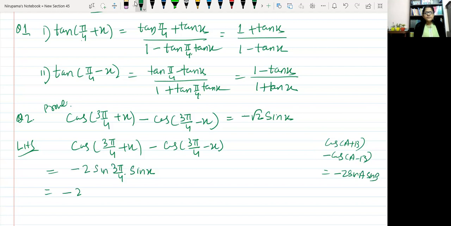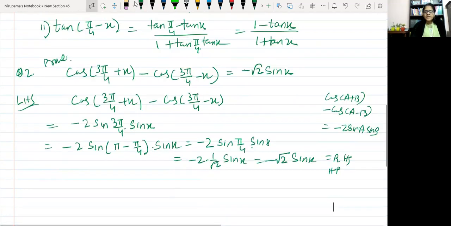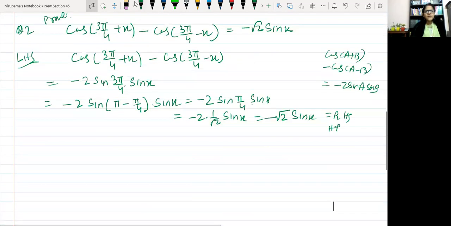So minus 2 sin 3pi/4, which can be written as sin(pi - pi/4). You can apply the reduction formula here. So it is minus 2, sin(pi - theta) is sin theta, meaning sin pi/4 into sin x. So you have minus 2 into 1 by root 2 into sin x, which is minus root 2 sin x. This is equal to the right hand side, hence proved. We'll be taking similar questions and I'm sure it will help you in the revision process.